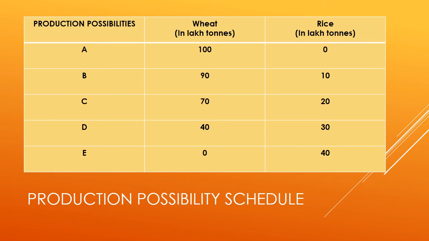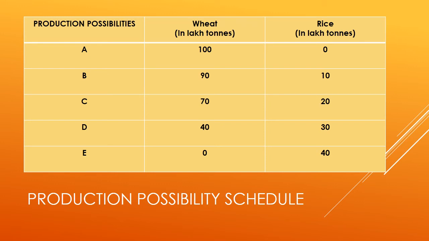The third combination C, wherein the resources are used to produce 70 lakh tons of wheat, and so whatever available resources are used for producing 20 lakh tons of rice. The fourth combination, 40 lakh tons of wheat, and the remaining resources which are available are fully utilized in the production of rice. And then if we use all the resources and produce only rice, then we get nothing of wheat. So this helps you to understand what we mean by full utilization of resources.